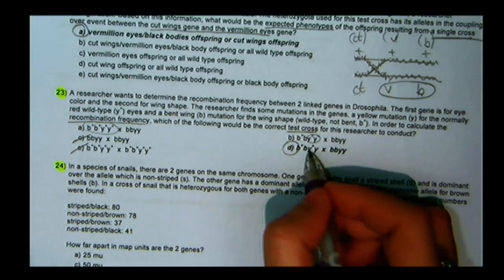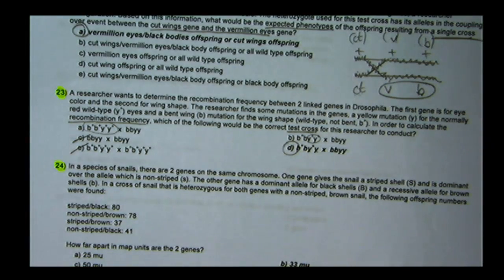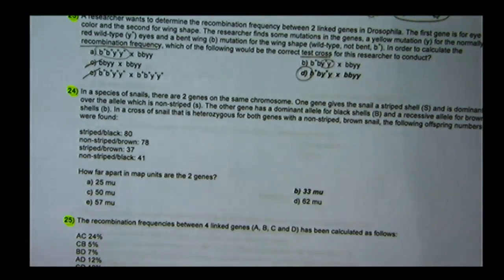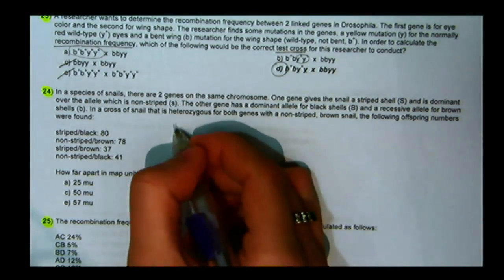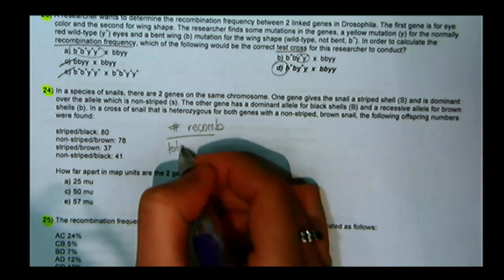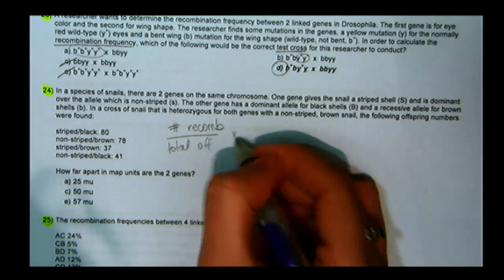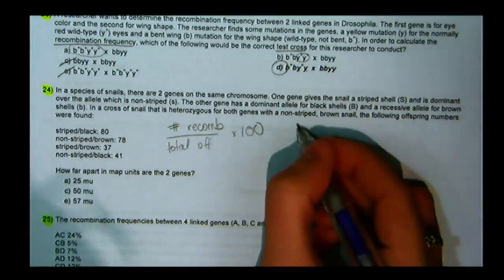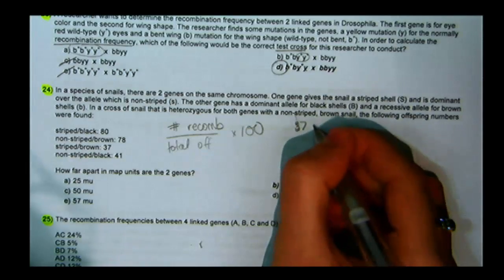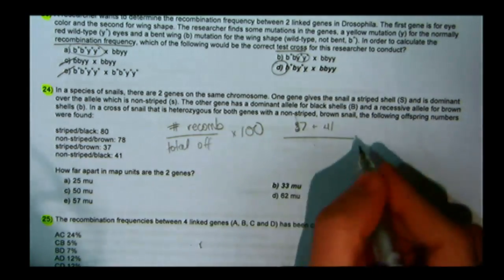Okay, and in this question, you're actually calculating the recombination frequency. And again, that formula is just the number of recombinants divided by the total offspring. And multiply that by 100. So that would be, in this case, 37 plus 41 divided by your total. So 80 plus 78 plus 37 plus 41. Multiply that by 100. And remember that your recombination frequency directly corresponds to your map unit distance. So that should be either 33% or 33 map units. They're equivalent.